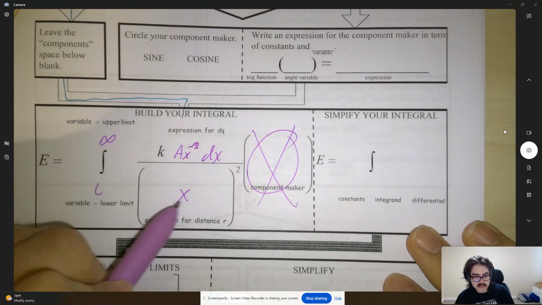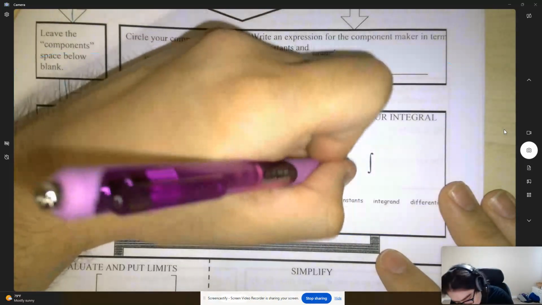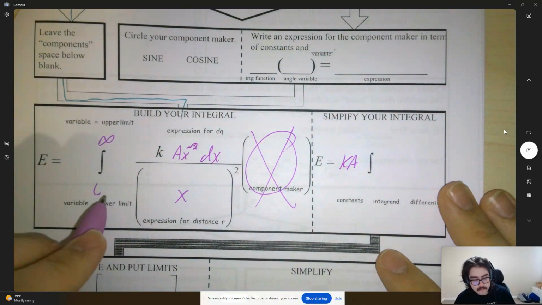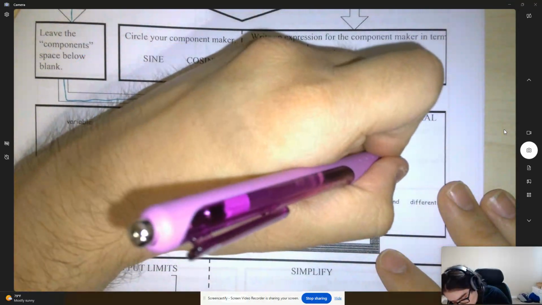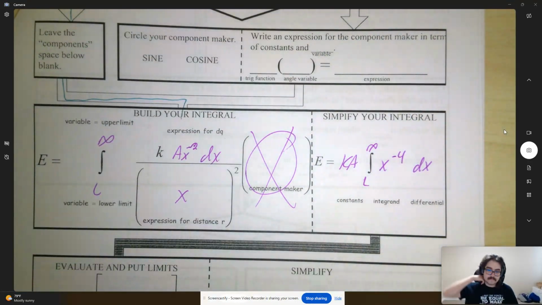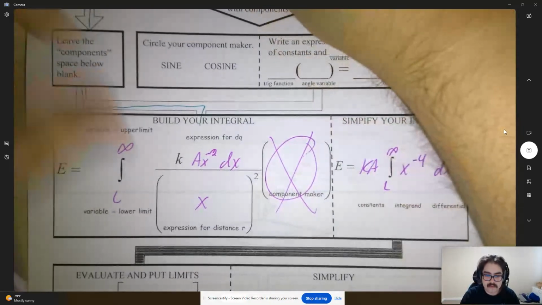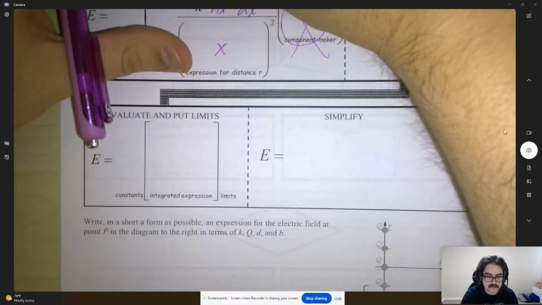When I simplify my integral, you'll notice that this x to the negative 2, and this is also x to the negative 2, so they multiply together to give you x to the negative 4. So this is going to be ka, those are my constants that I pull out, and then x to the negative 4 power dx. My bounds are from L to infinity. Now, all I need to do is integrate that, which is super easy to do.